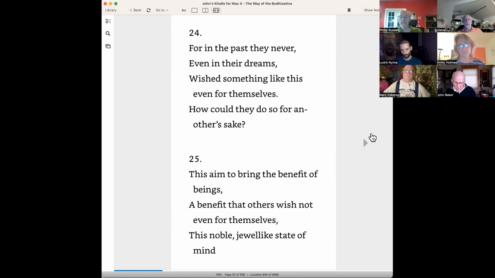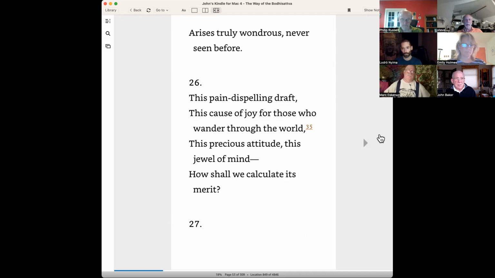Next, Steve. This aim to bring the benefit of beings, a benefit that others wish not even for themselves, this noble jewel-like state of mind arises truly wondrous, never seen before.